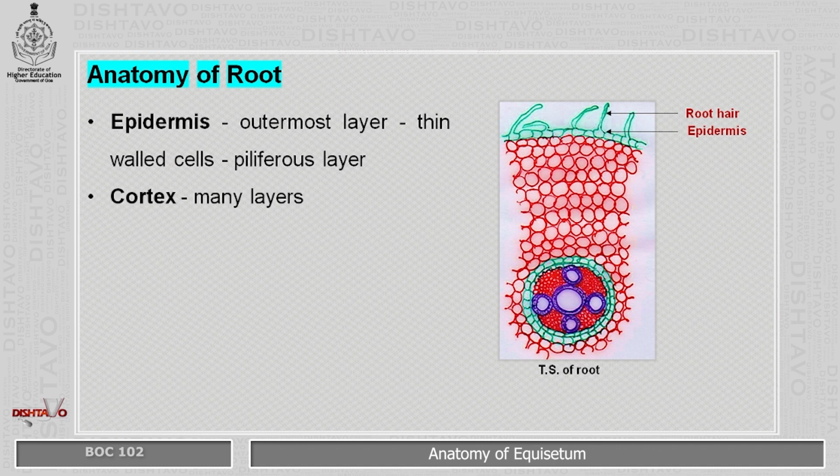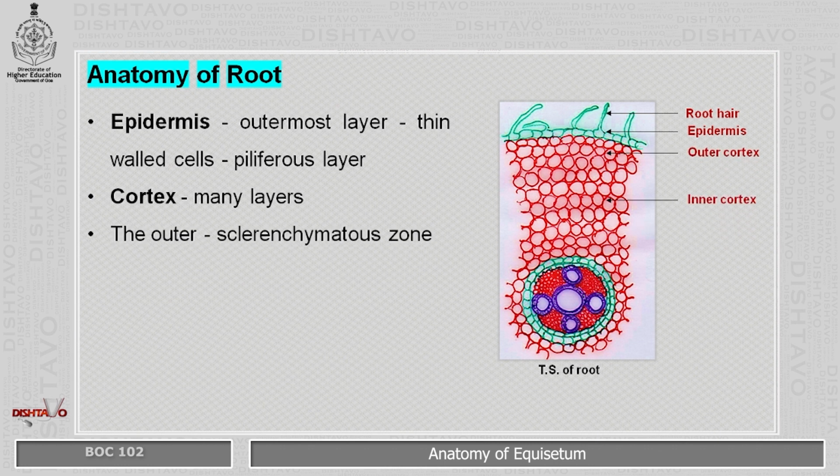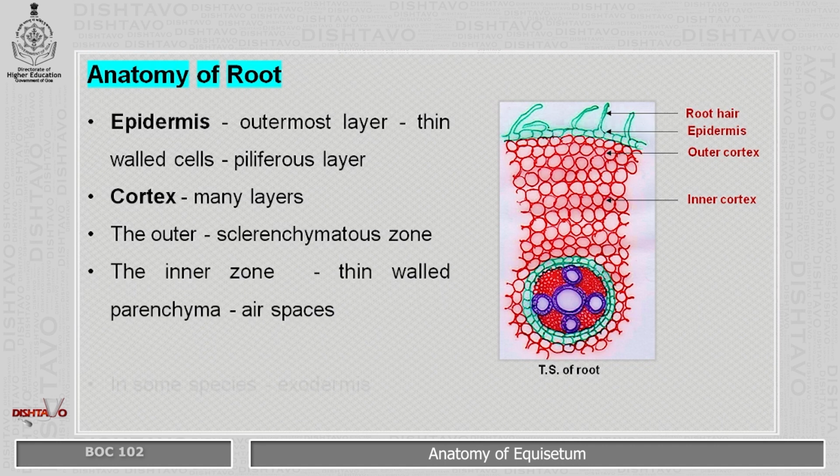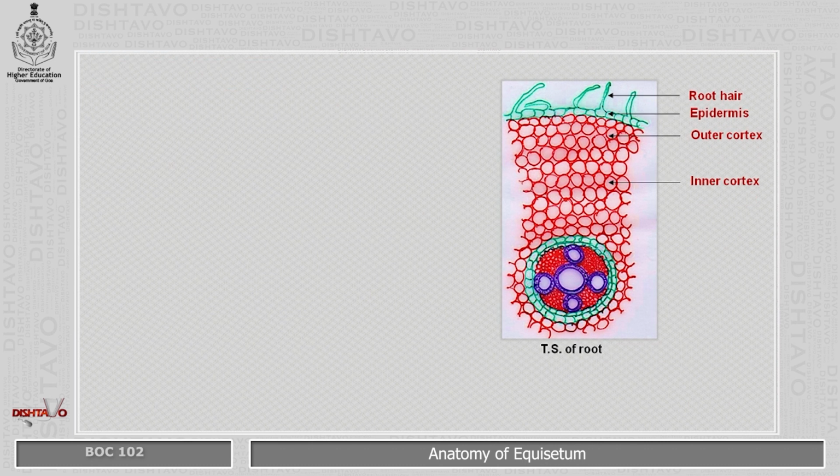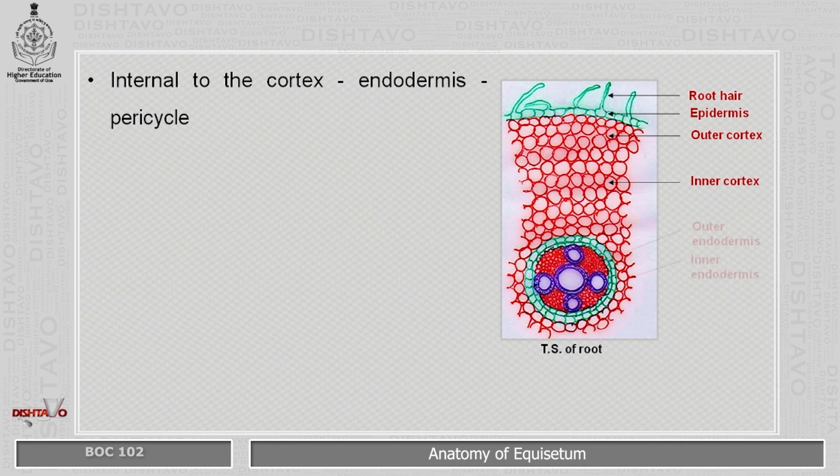Cortex is present below the epidermis and consists of many layers of parenchymatous cells and has two zones: the outer sclerenchymatous zone and the inner zone made up of thin-walled parenchyma with air spaces. In some species, cortical cells below the epidermis are thick-walled and lignified, constituting the tissue referred to as exodermis. Internal to the cortex is a well-defined endodermis, followed by a pericycle which is one cell thick.